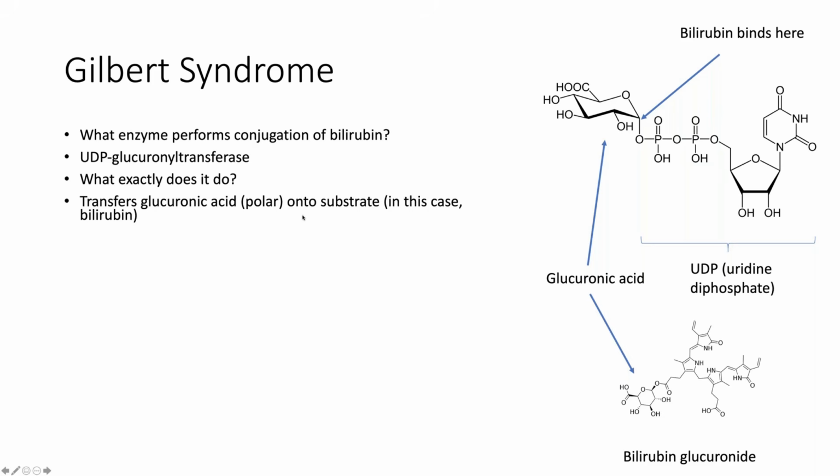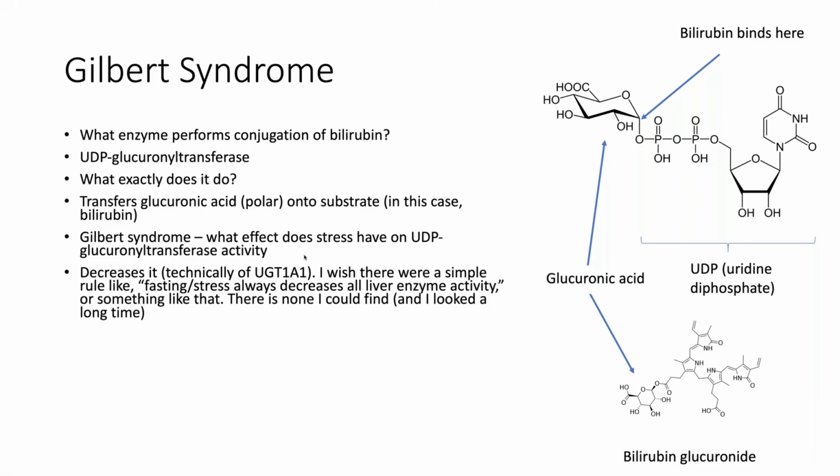All right. So what effect does stress have on UDP glucuronyl transferase activity? What do you think? I'm not sure. I guess it would decrease the activity of the enzyme. Yeah, that would make total sense, right? So I spent a long time looking. I was trying to find some really great principle that was like, fasting or stress always decreases liver enzyme activity, but it's not like that. It really is quite complicated.